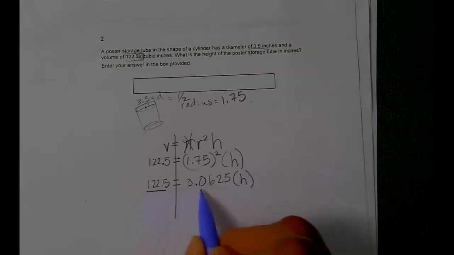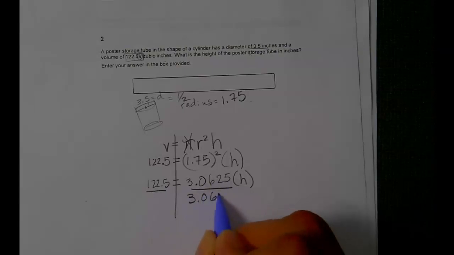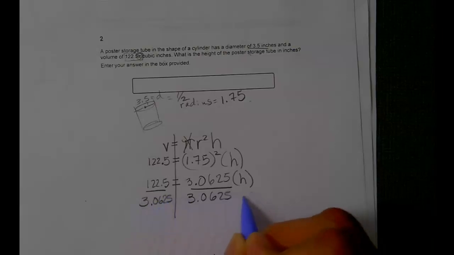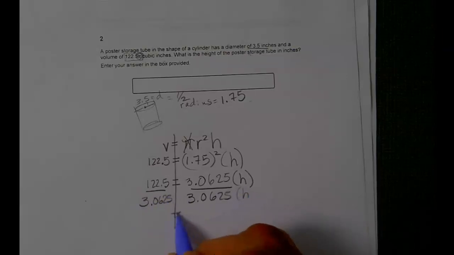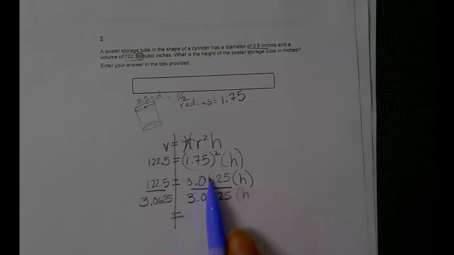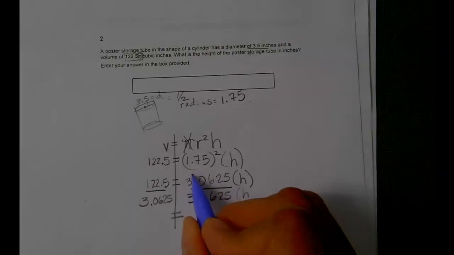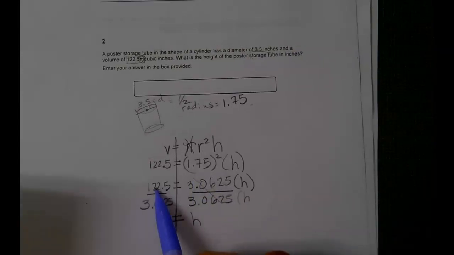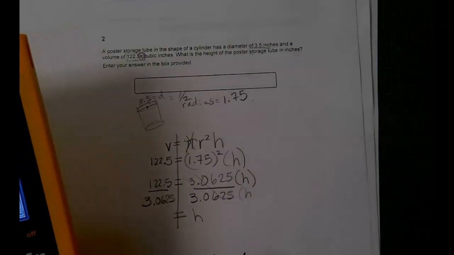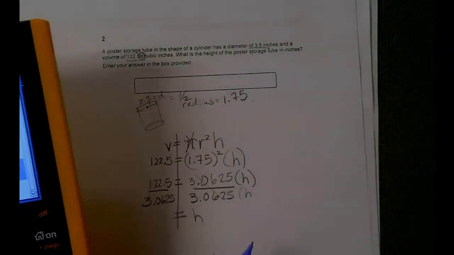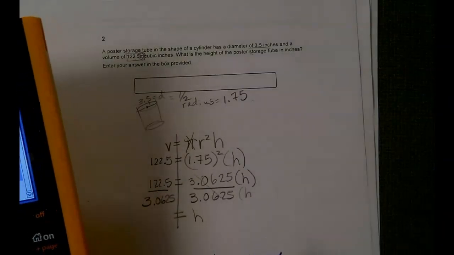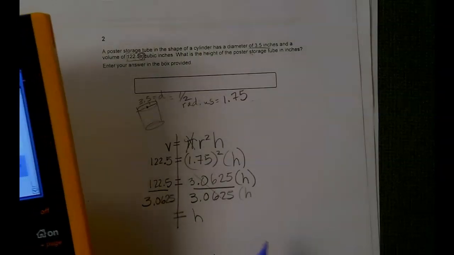So now I'm going to divide both of them by 3.0625, and remember, we're looking for height. This same number divided by itself is elimination. That means you have 0 pairs. So I'm looking for height. I'm going to put this number in the calculator, 122.5, and divide that by 3.0625.